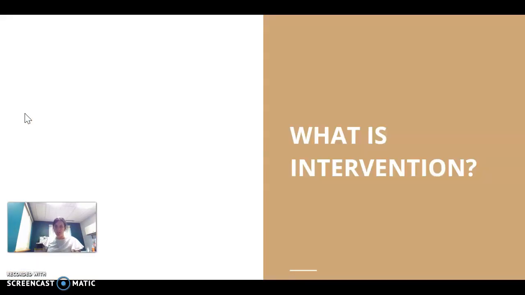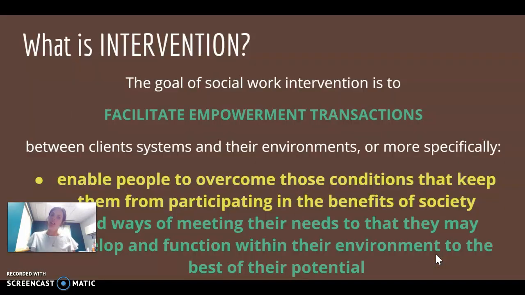All right, so we are on our fourth stage. So we've done engagement, data collection, assessment, and now we are in the intervention stage. And so, what exactly does this mean?